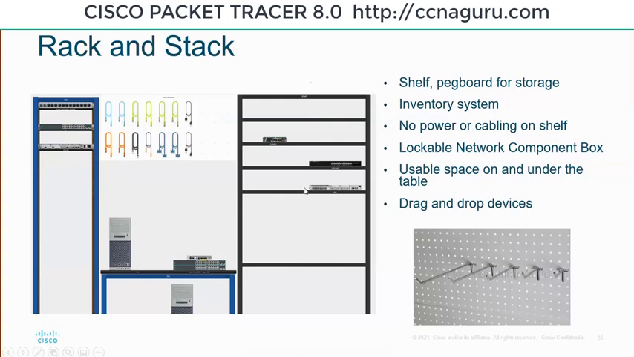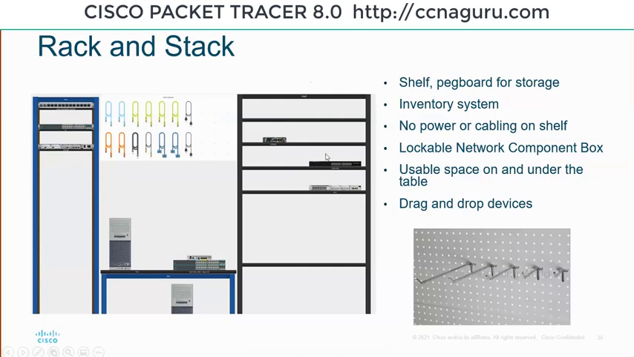Which means students are presented with just some set of equipment, sitting there on the shelf and some set of cables available to them. While equipment is sitting on the shelf, it cannot be powered on and it cannot be cabled, right?